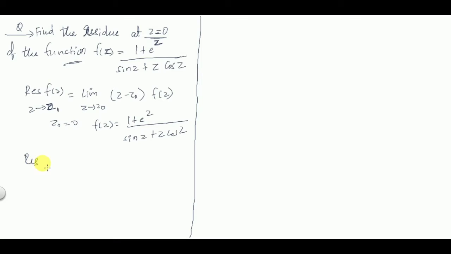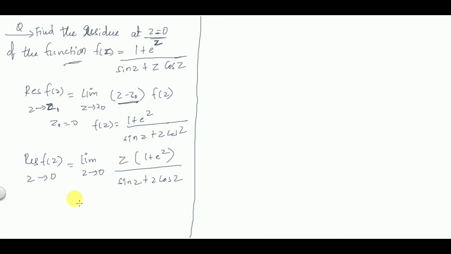Okay, so the residue of f(z) at z = 0 is the limit as z tends to 0 of (z − 0), so z − z0 where z0 is 0, so you'll get only z, into (1 + e^z) divided by (sin z + z cos z). If you substitute the limit directly, you'll get a 0 by 0 form. So we can't get the residue directly, because 0 by 0 form is an indeterminate form.